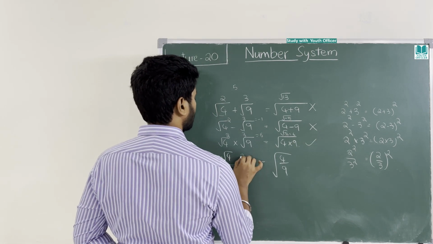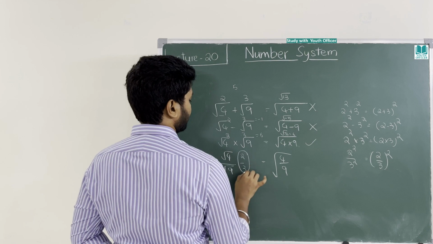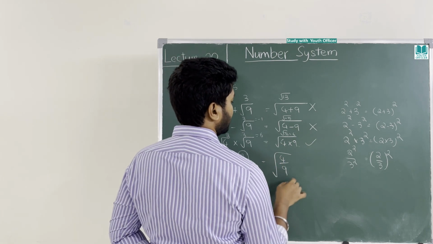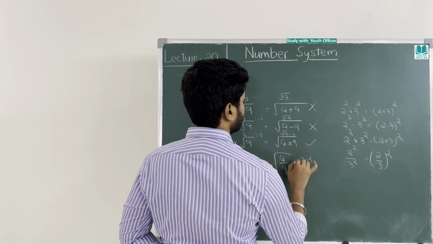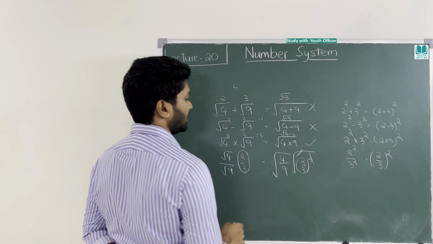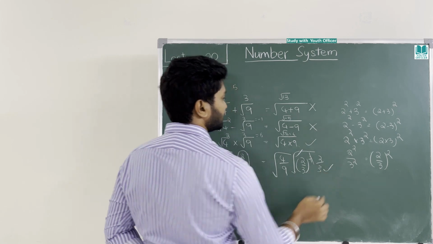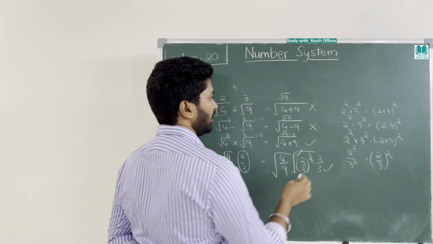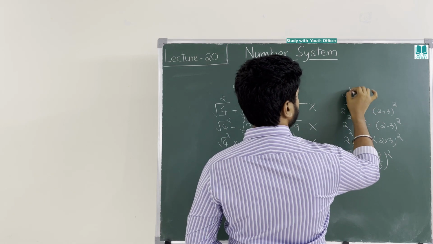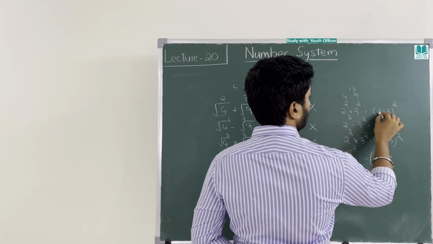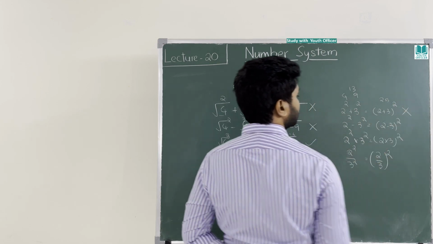Square root of 4 is 2, square root of 9 is 3. This is 2 by 3, right? Now, you can write this as 2 by 3 whole square and square root here. Both cancel, then answer will be 2 by 3. They both are equal. You can take this case also. Here 2 square is 4, 3 square is 9. 4 plus 9 is 13. 2 plus 3 is 5. 5 square is 25. 13 is not equal to 25. So this case we can't take.